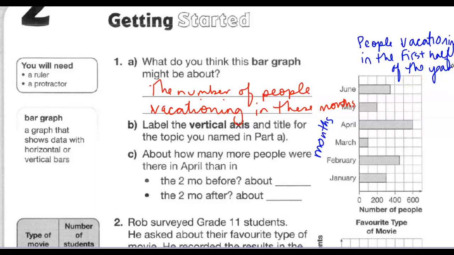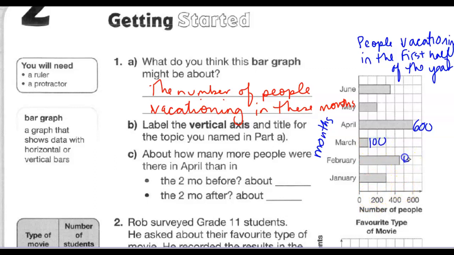About how many people were there in April? Okay, more people that were there in April. So in April, there looks like there were 600. Then the 2 months before. So the 2 months before are March and February. So that is, each grid marking is 100.